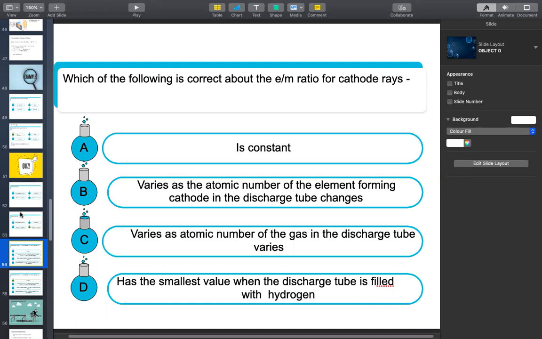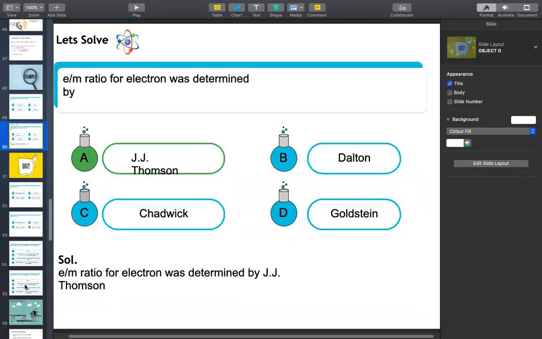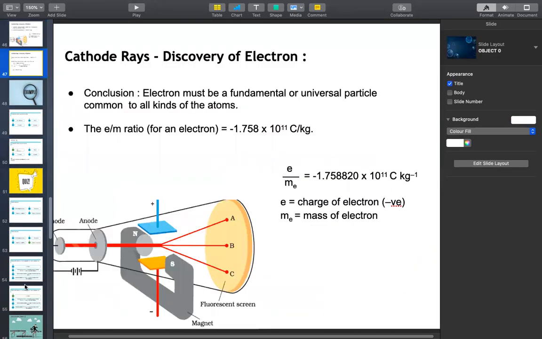Okay, the answer is A for this. I hope you understood this part. One question was about the e by m experiment. What did he do? In one case it is striking at B. He kept the electric field and magnetic field such that these rays are not diverted to any angle, and using those two values of electric and magnetic field he calculated the e by m ratio. Understood? There is one ray which is not diverted in any direction due to the variation of electric and magnetic field.